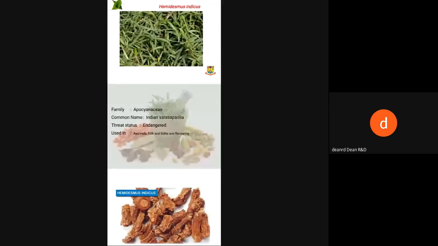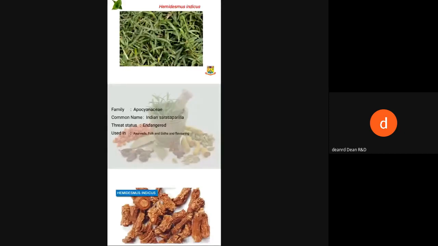Next one is Hemidesmus indicus, what we call Nannari in Tamil, belonging to the family Apocynaceae. The common name is Indian Sarsaparilla. It's again categorized as an endangered species, used in Ayurveda, folk medicine and as a flavoring agent. It's used to make beverages and also used in traditional medicine. That is more important. In Ayurveda, it goes by the name Anantamula, and is also known locally as Nannari.